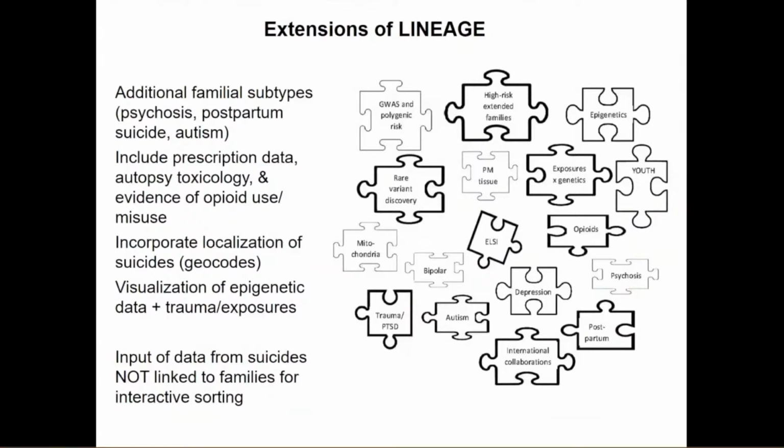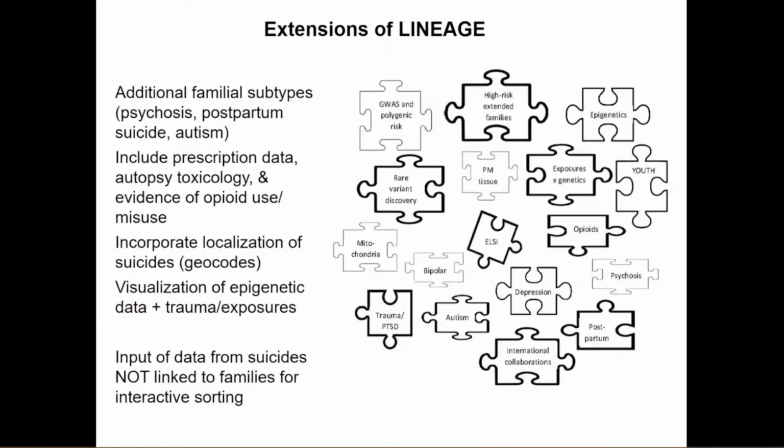We have additional family subtypes that we're using lineage to look at. These include psychosis, postpartum suicide, autism. These are individuals in our group that are looking at these conditions and have been using the tool. We also have other sources of data that have come online that we can import into the tool. These include prescription data and electronic health records, autopsy toxicology data looking at presence of drugs of use and abuse, looking at evidence of opioid use and misuse and trying to disentangle that issue from suicide death.